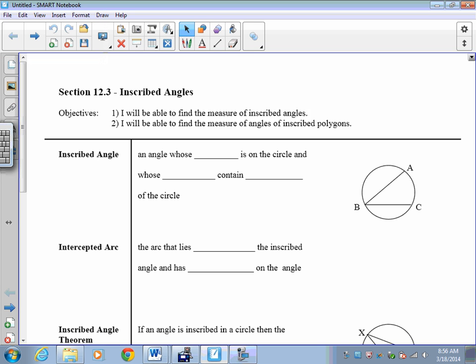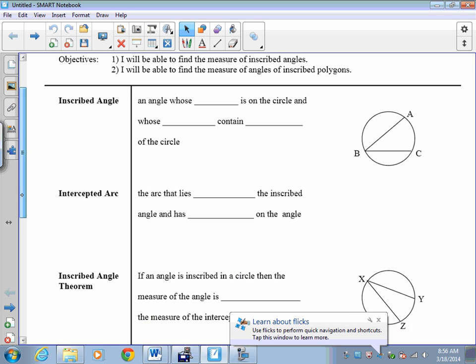These will be the notes for section 12.3, inscribed angles. As we said before, we're going to be moving around in different parts of chapter 12. Inscribed angles are something that's pretty easy to remember, so hopefully it'll be one of the easier lessons. The objectives are: I will be able to find the measure of inscribed angles, and I will be able to find the measures of angles inscribed of polygons.